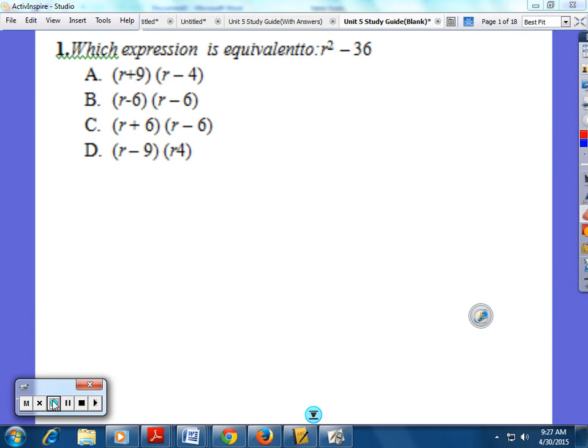Y'all doing? Today we're going to go over the Unit 5 study guide. First, number one, it says which expression is equivalent to r squared minus 36.